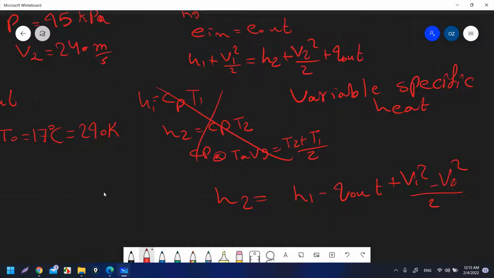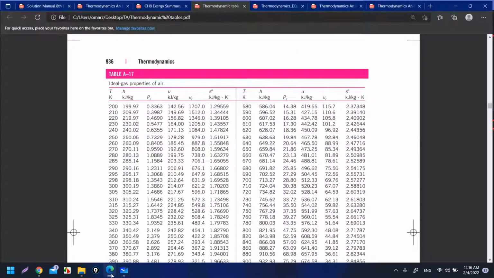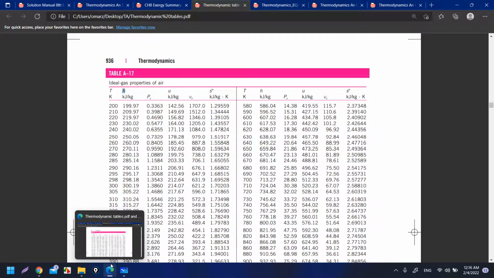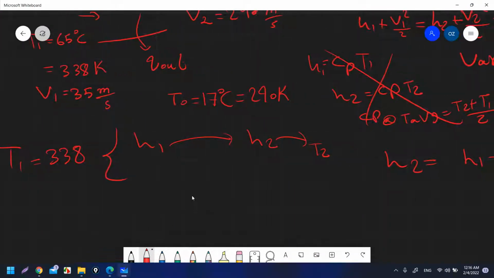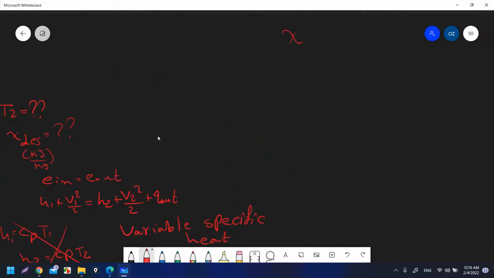Okay, so I have T1, 338 Kelvin. I can get H1, and from H1 I can get H2 from the energy balance, and from H2 I can get T2 also from table A17. If I have H, I can find T. Only one property can give me other properties. Okay, that is for part A. For part B, the exergy destroyed, X destroyed, I have two ways. One is usually used. It is T naught Sgen.